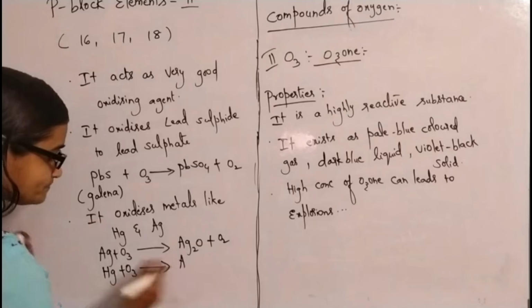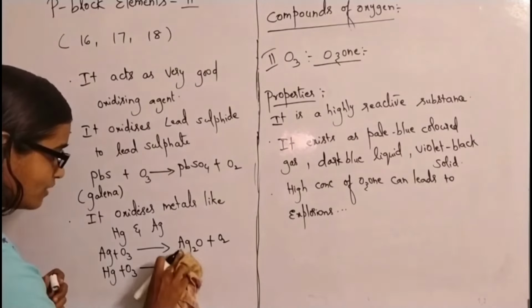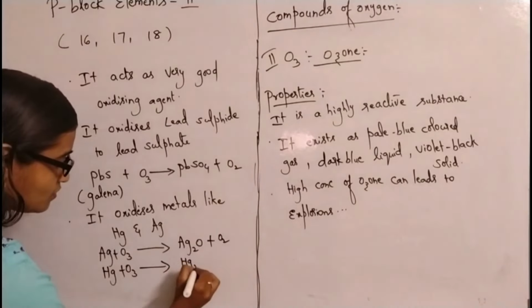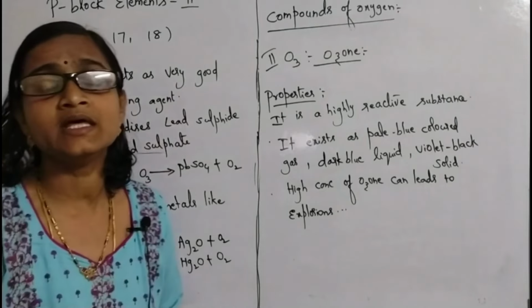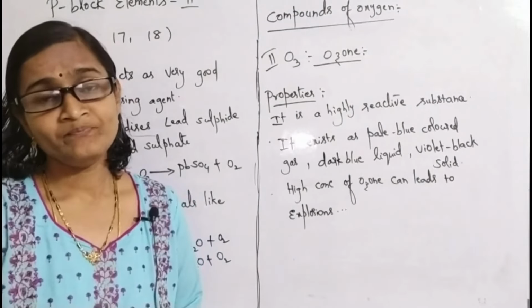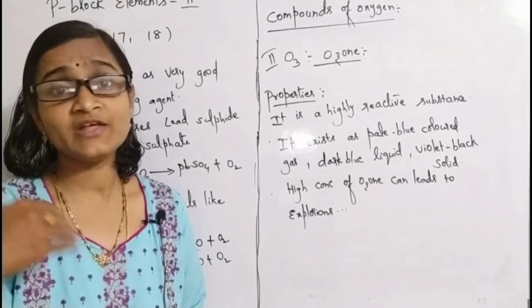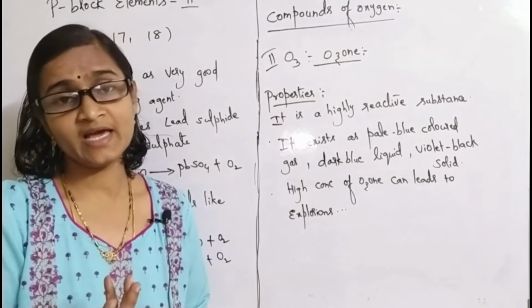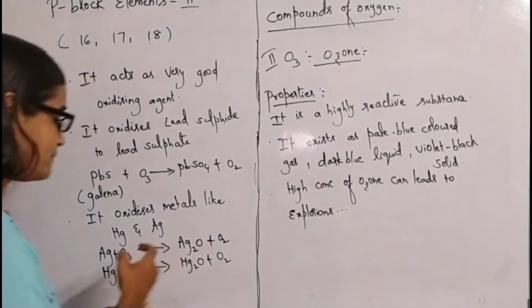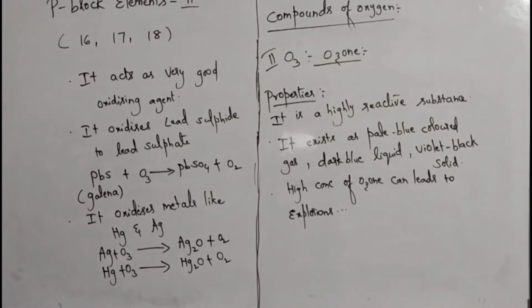So Hg2O will form, Hg2O plus O2. Like that, ozone can oxidize certain metals. Hg2O loses its meniscus. You know that mercury is a substance which will not stick like normal liquids. I think you might have an idea about mercury. Here, when Hg2O is formed, it loses its meniscus and sticks to the sides of the glass.